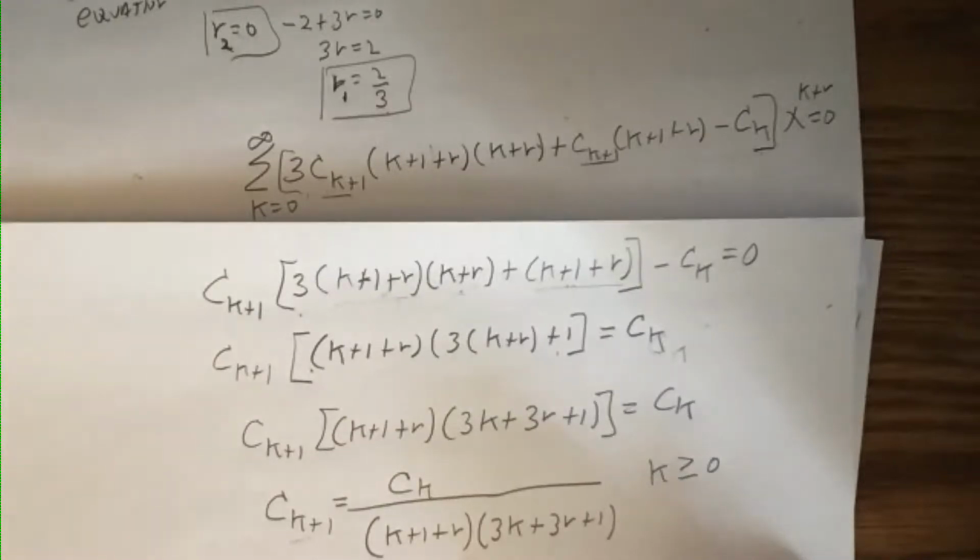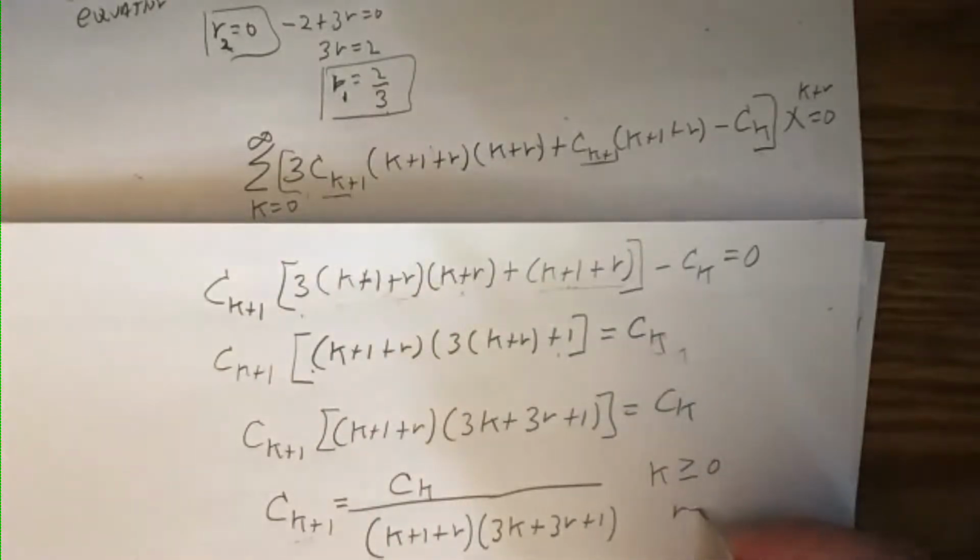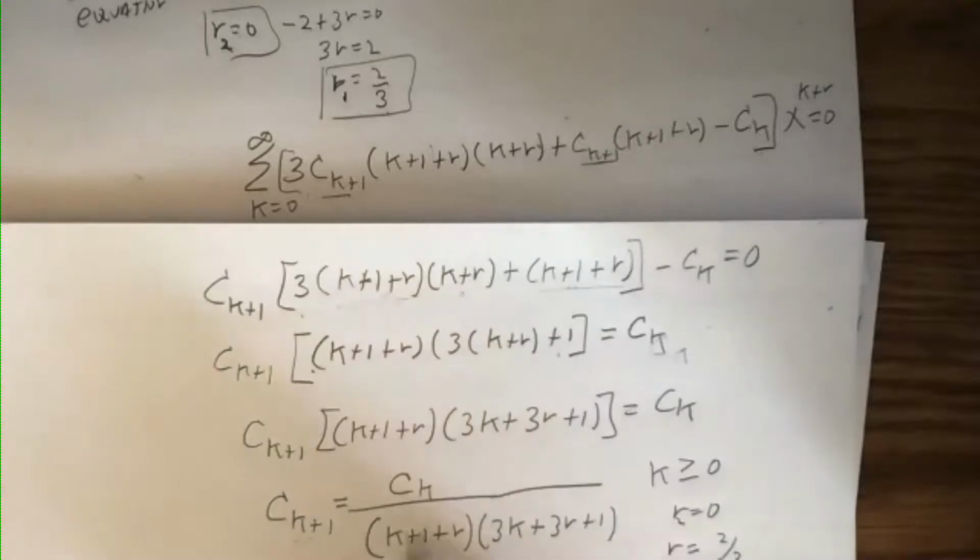Everybody's with me? These problems are long, but they're not hard. All right, so now remember, we have two values of r. r is equal to 0 and r is equal to 2/3. This is the 1 and this is the 2. So I put in r is equal to 0.